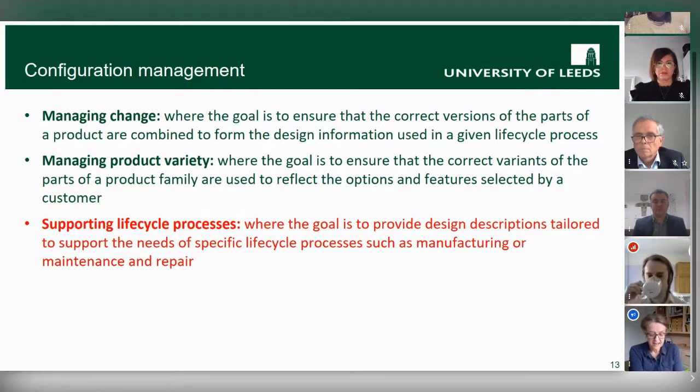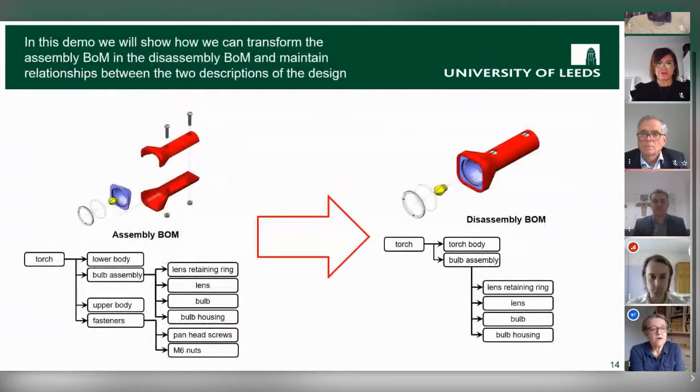If we move on to the next slide, what we're going to show you is how we can use StremBed to start with an assembly BOM. We then import a second description of the product and reconfigure the assembly BOM into a disassembly BOM. But what you'll see is that the descriptions are linked to each other. So the two bills of materials we create are connected to each other. If there's a change in one, it's possible to see how that changes in the other BOM.